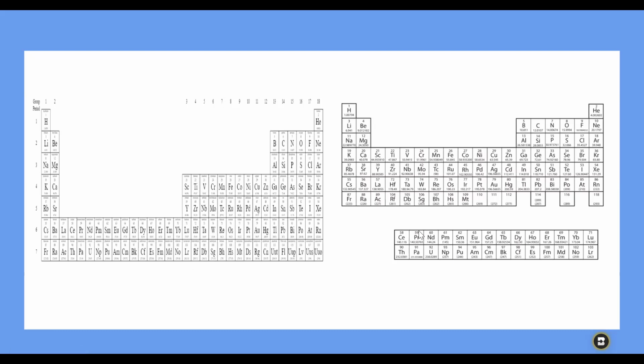This is period number 6. Look at this number, 58 to 71. Now you have 57, 72. That means this row is supposed to be here. And here you have 90 to 103, then 89, 104. That means this row is supposed to fit in here.